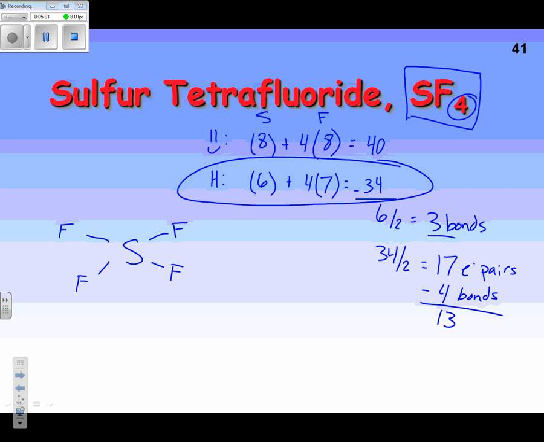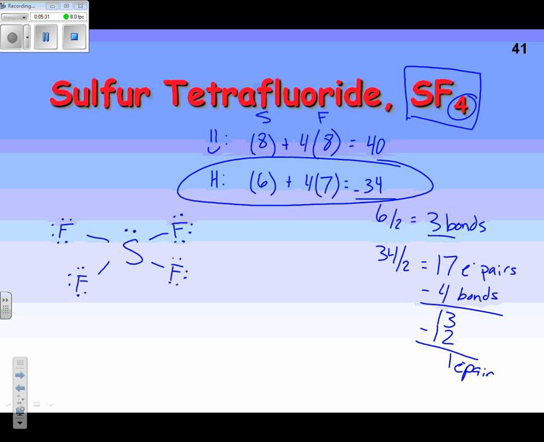So I have 13 more electron pairs to deal with. Let's go ahead and fill up fluorine. They're going to want an octet. So I'm going to add 3 pairs to each fluorine for a total of 12 electron pairs that I was dealing with there. That leaves me one more electron pair that I have to deal with. None of the outside atoms can take it, so it has to go on that middle atom.